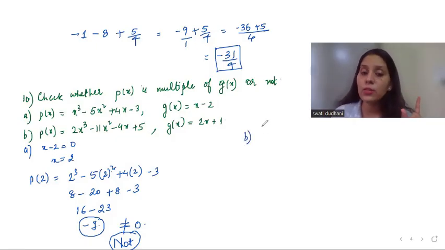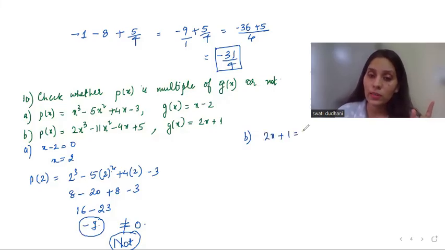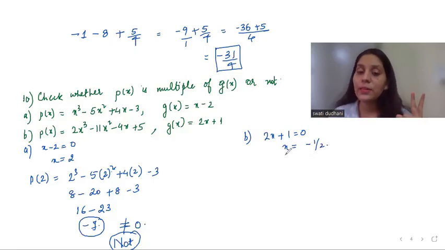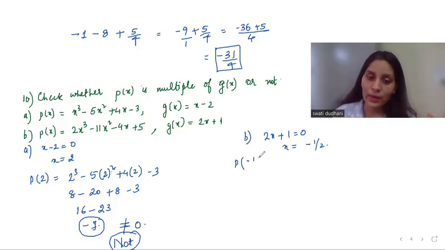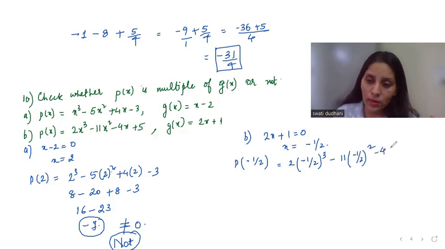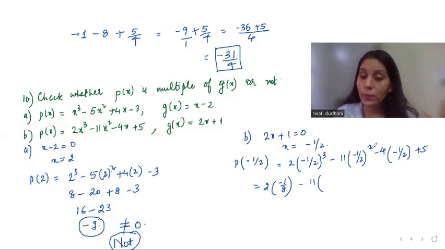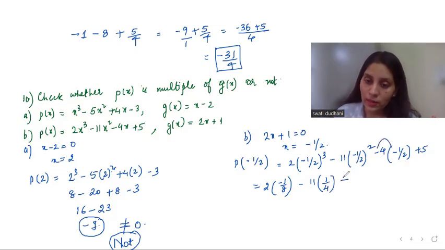Again, step 1 is zeros of the divisor. So 2x plus 1 equal to 0. So from this, x is equal to minus 1 by 2. Second step is substitute this value in the dividend. So P of minus 1 by 2, which is 2 into minus 1 by 2 whole cube minus 11 into minus 1 by 2 whole square. So here we just substitute and then find out. 2 into minus 1 by 8 minus 11 into, now the power is even, minus 1 by 2 whole square becomes plus 1 by 4, minus into minus plus 4 by 2 plus 5.